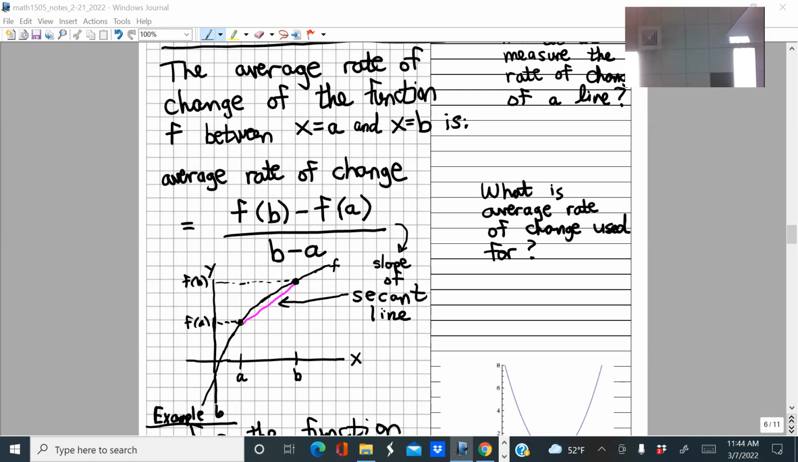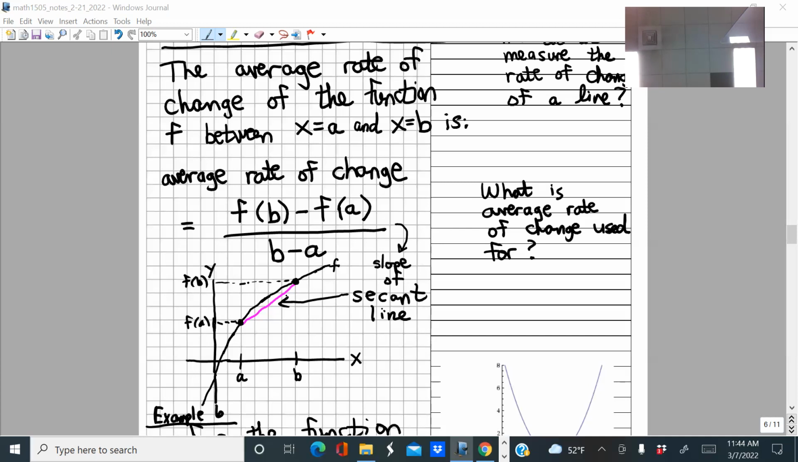Notice the curve is not a straight line, right? But I've drawn a straight line connecting these 2 points on the curve. I'm going to treat the curve like it is a straight line. That's this purple line here, by the way. That's called the secant line. So if you connect 2 points on a curve with a straight line, that line is called the secant line. And so it's like the trig secant, right?